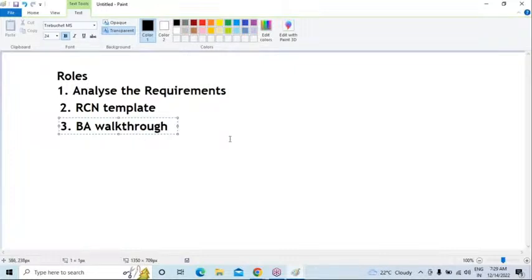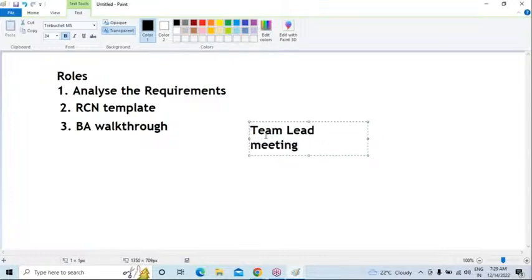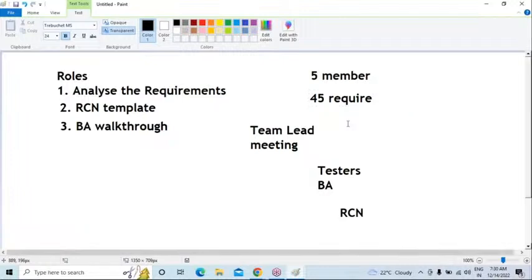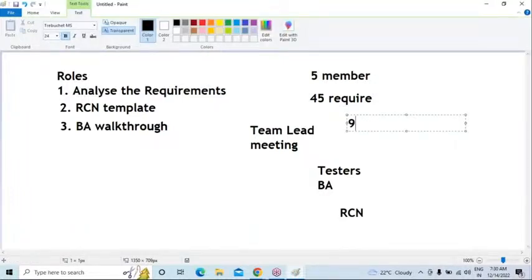Coming to this meeting, our team lead or manager will conduct one meeting. In this meeting, the testers and the business analyst persons are involved. Whatever queries we maintain in this RCN template, right? Because there is a team of, say, 5 team members, and everyone is assigned some user stories. See, 45 user stories are there, like 45 requirements. The 45 requirements will be divided among 5 members, so around 9 each, 9 user stories or 9 requirements.